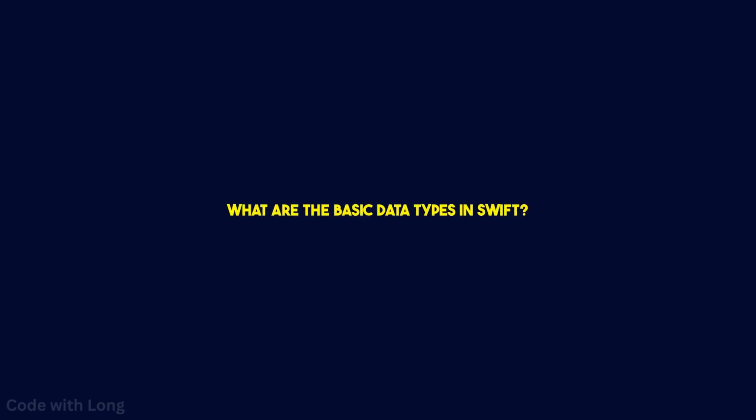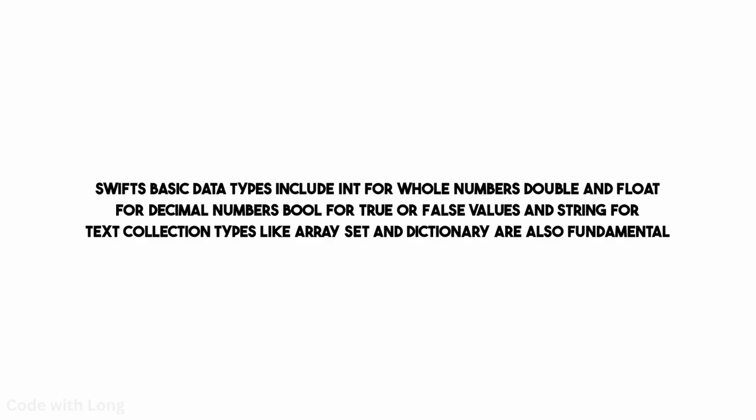What are the basic data types in Swift? Swift's basic data types include Int for whole numbers, Double and Float for decimal numbers, Bool for true or false values, and String for text. Collection types like Array, Set, and Dictionary are also fundamental.